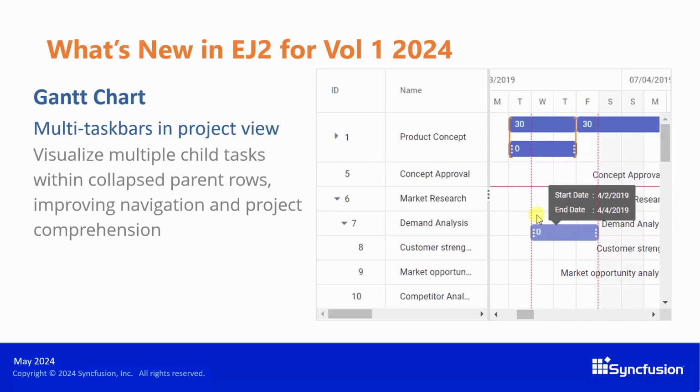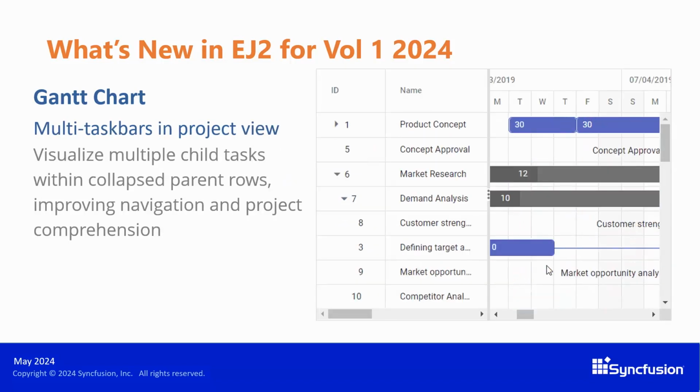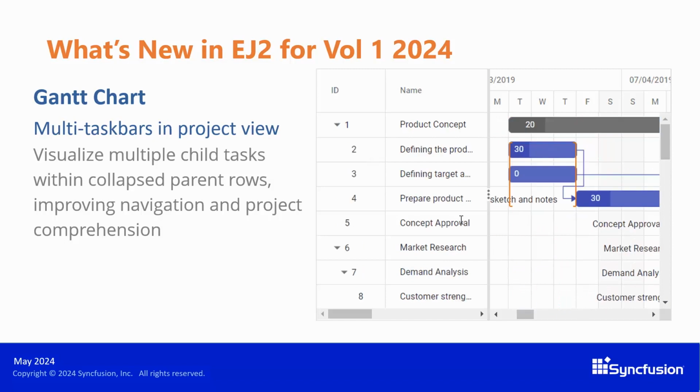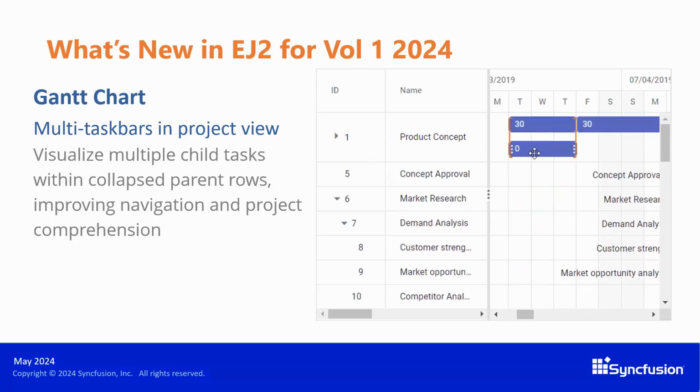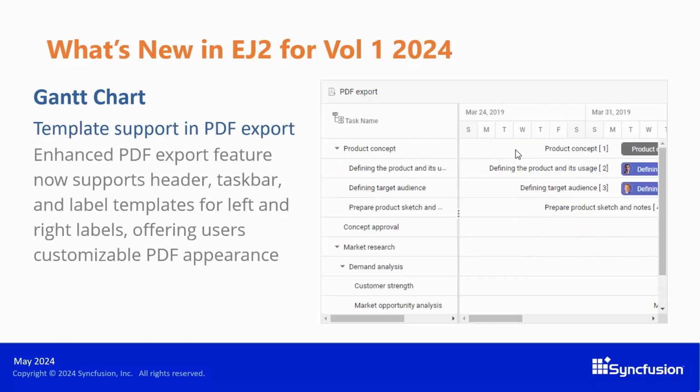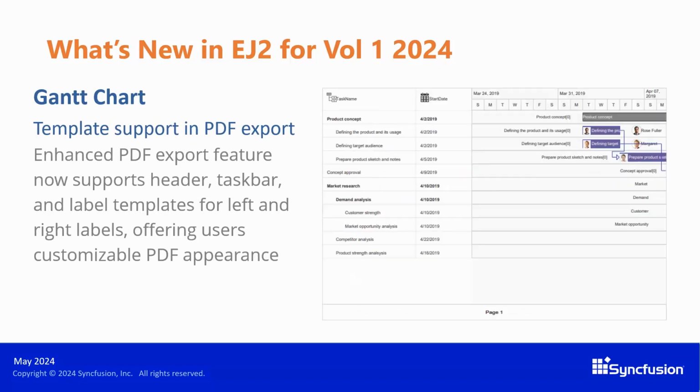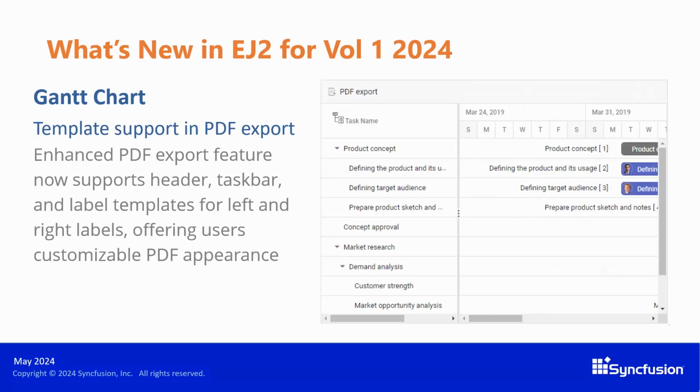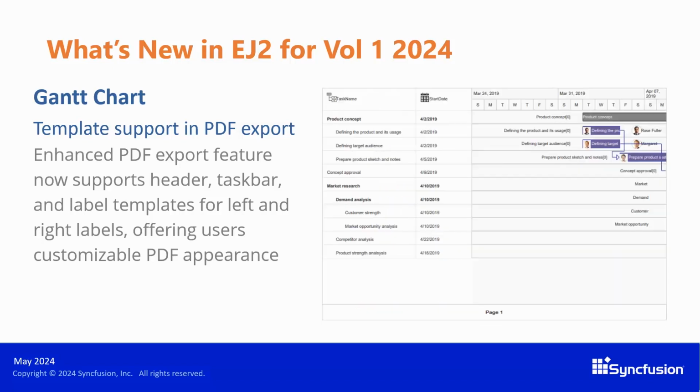Next, we have multi-task bars support in the Gantt chart. Using this feature, you can visualize multiple child tasks within the parent rows even when the parent records are collapsed. A few enhancements have been made to the PDF exporting in the Gantt chart component. Now you can easily export the Gantt chart with various templates including header, taskbar, and label templates.